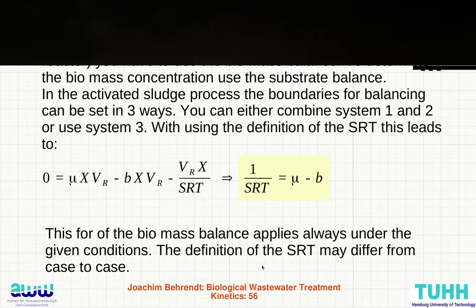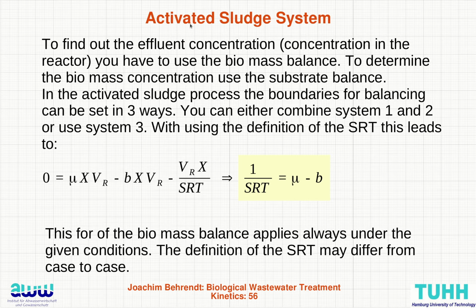So, there are many ways, and if we are inserting this in this equation, then we see that we can eliminate X and the reactor volume, and this leads to this nice definition. Also this is normally, for stationary conditions, the biomass mass balance for activated sludge systems. And you will always end up with this mass balance, even if you are combining system 1 and system 2.